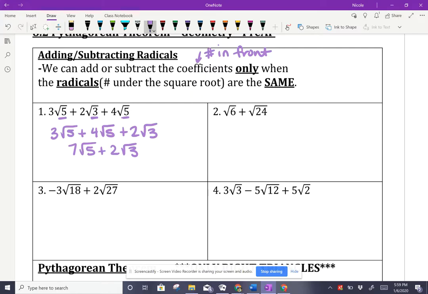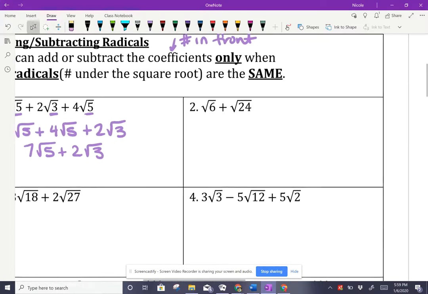Now, looking at our second example, when I am adding and subtracting radicals, I want them to be in simplest form first. That way I can find out if they have something in common. So if I look at the square root of 24, I could rewrite this as a simplified radical. 24 is divisible by 6 and 4. 4 breaks down to 2 and 2. That 2 can go outside.